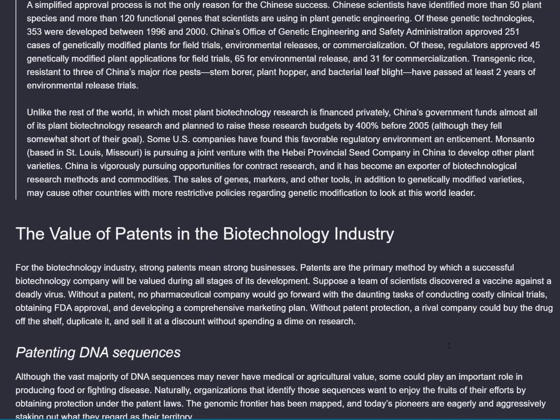A simplified approval process is not the only reason for the Chinese success. Chinese scientists have identified more than 50 plant species and more than 120 functional genes that scientists are using in plant genetic engineering. Of these genetic technologies, 353 were developed between 1996 and 2000. China's Office of Genetic Engineering and Safety Administration approved 251 cases of genetically modified plants for field trials, environmental releases, or commercialization. Of these, regulators approved 45 genetically modified plant applications for field trials, 65 for environmental release, and 31 for commercialization. Transgenic rice, resistant to 3 of China's major rice pests, stem borer, plant hopper, and bacterial leaf blight, have passed at least 2 years of environmental release trials.